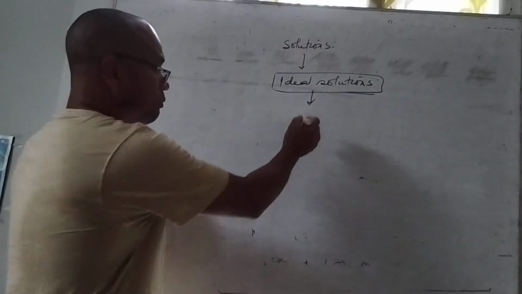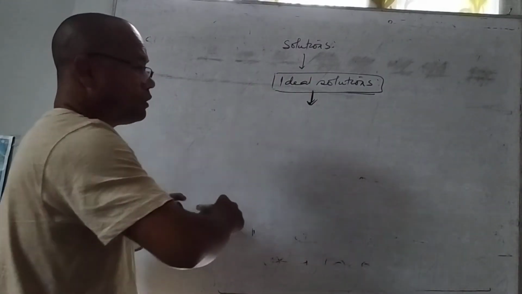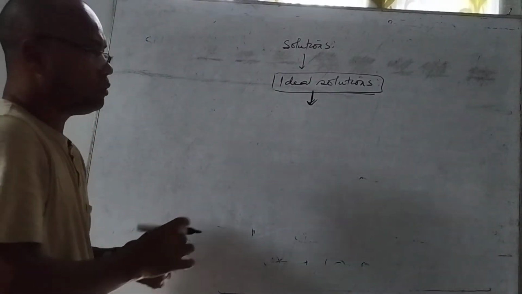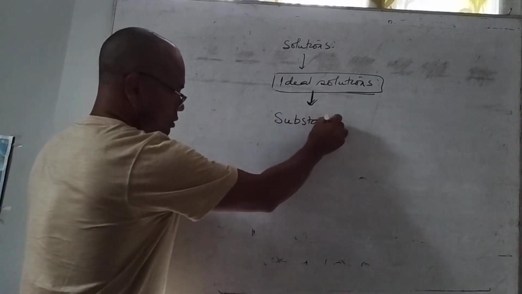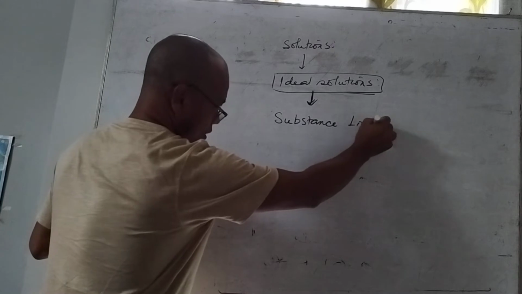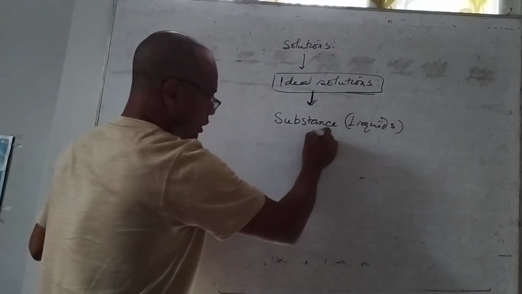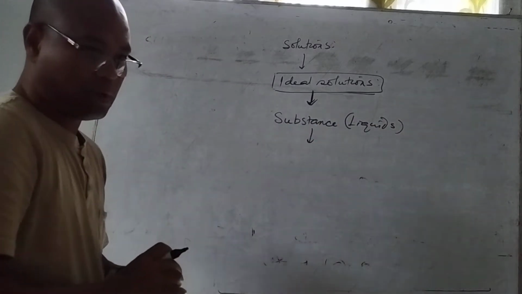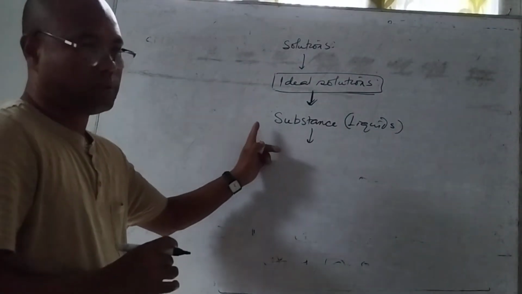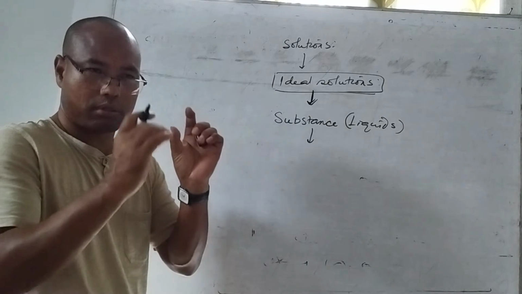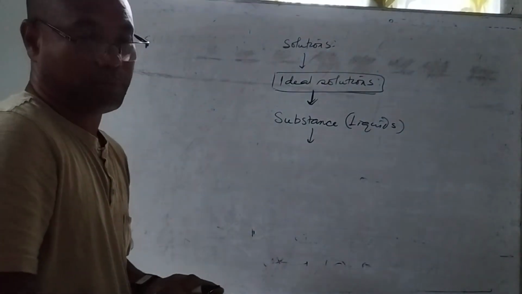One of the very important points in chemistry is that for an ideal solution, the substances we take should have chemical similarity. So those substances should have similar chemical properties.